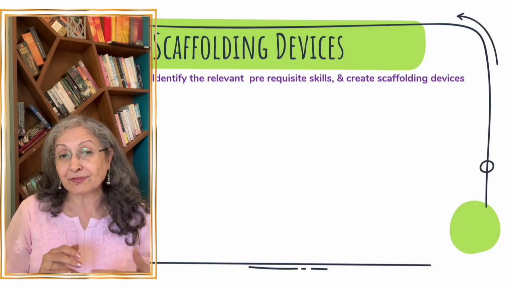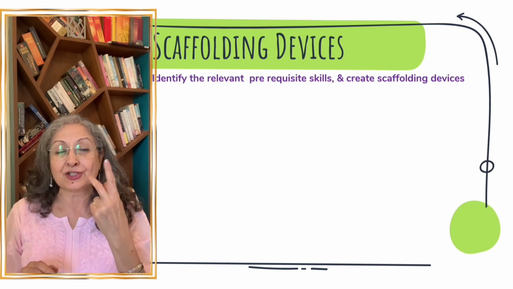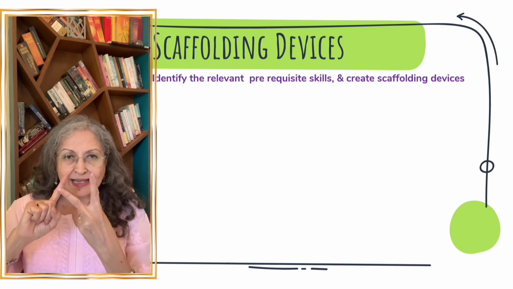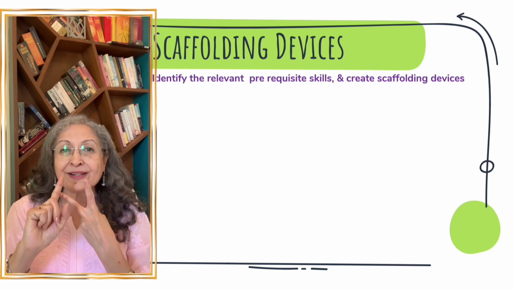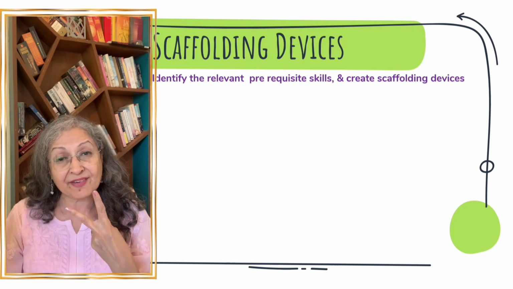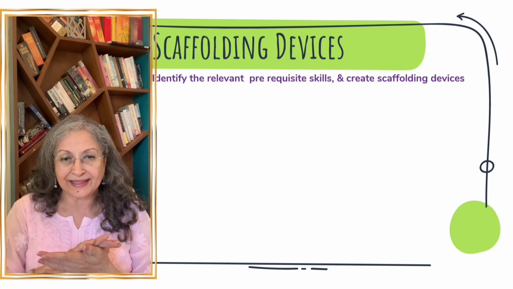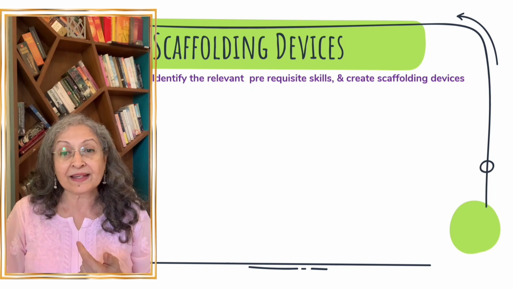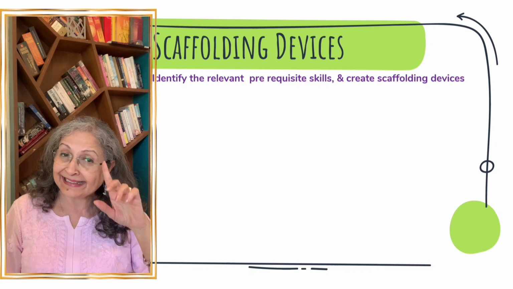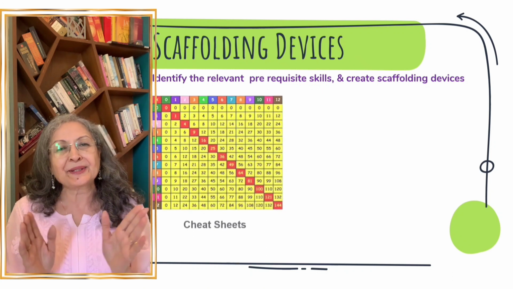Then there are some scaffolding devices. Remember, I said there are two ways of looking at scaffolding. Scaffolding strategies that we just talked about, and now we are moving to scaffolding devices. That is tangible stuff that the students have with them and they carry with them. So identify the prerequisite skills first, like we said, and then create the devices. These are known as cheat sheets.